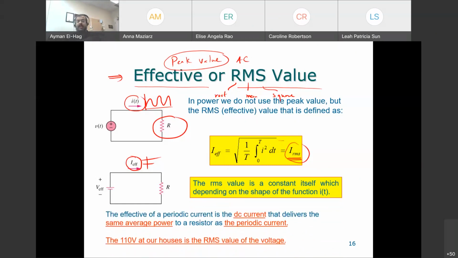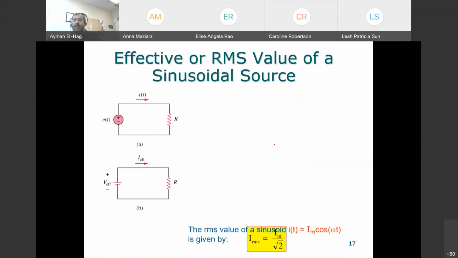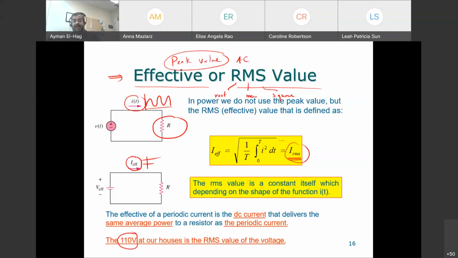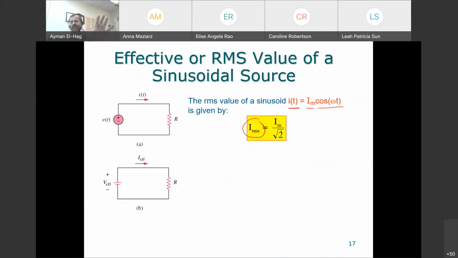Now, when we say in your house your voltage is 110 volts, this is not the peak value. This is the RMS value in your house. The question is, what is the relation? I don't want to derive this. What is the relation between the RMS and the peak value? If we have i of t equal to Im cosine omega t, your RMS is nothing but the peak divided by root 2. You can prove this if you square Im cosine omega t, take the integration and take the average. You will find that this is the value. We don't need to derive this. You just need to know that the RMS value is nothing but the peak value divided by root 2. That's all you need to know.